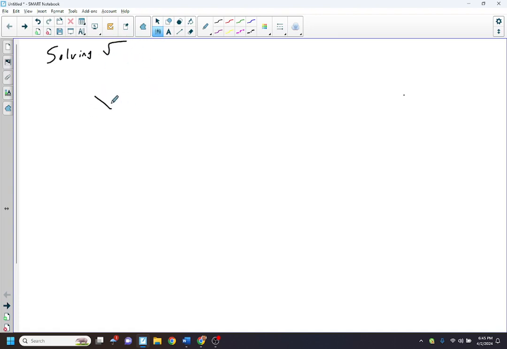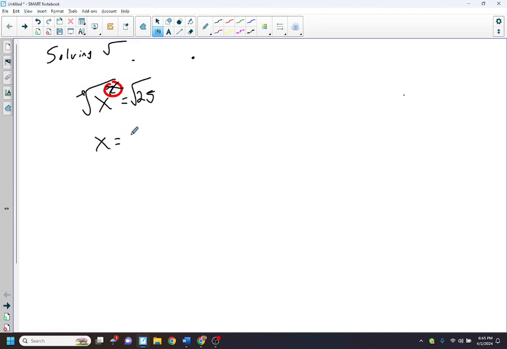So for example, if you have x squared equals 25, you want to square root both sides, because you want to get rid of this x to the second power. All right. Because you want to get rid of the second power, you do the opposite, which is square rooting.